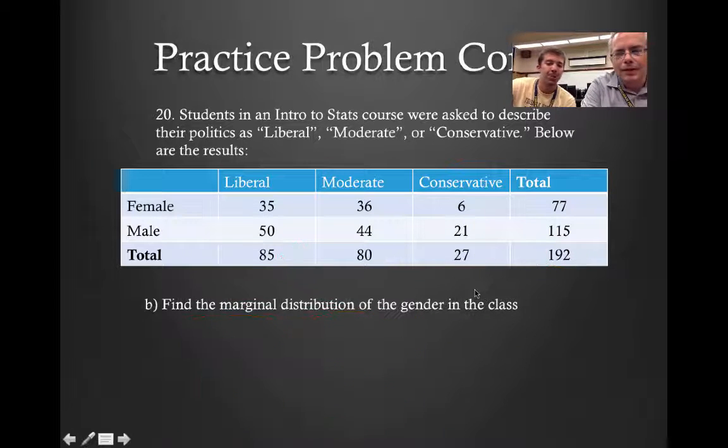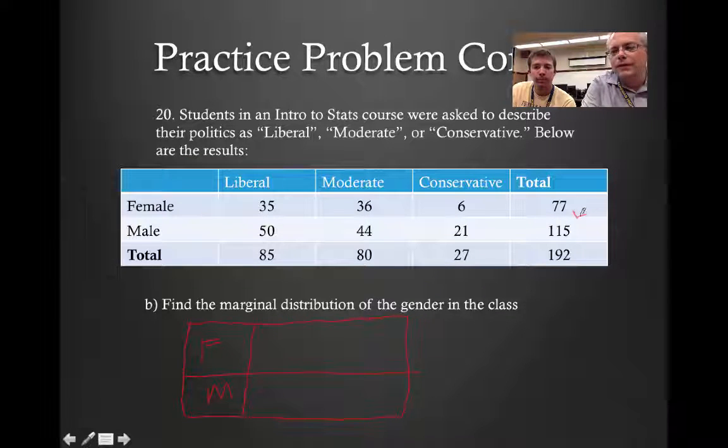Okay, next. There's another marginal distribution. We could talk about the marginal distribution of gender. Since there are two variables, we can find the marginal distribution of either one. This time, there are two categories. We have females and males. We want to find the total number of females. If we look across, that's found on the right. There are 77 females, and males, 115.